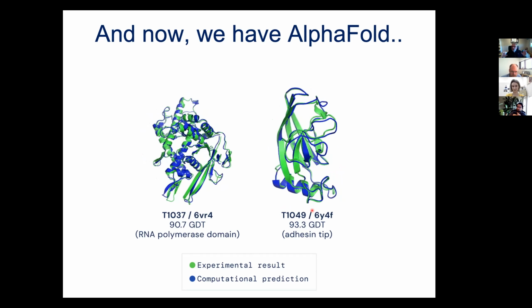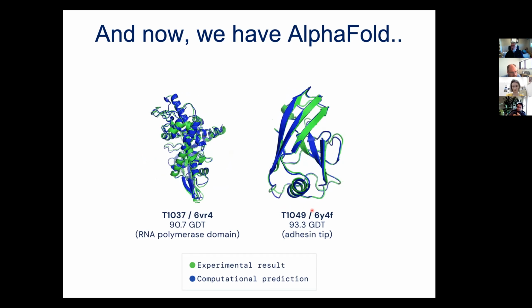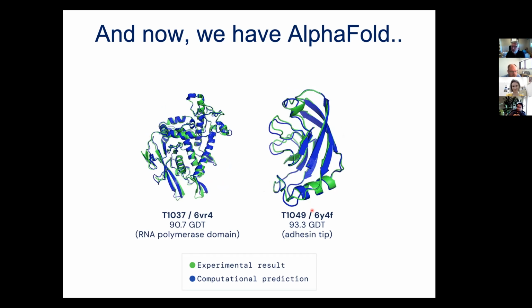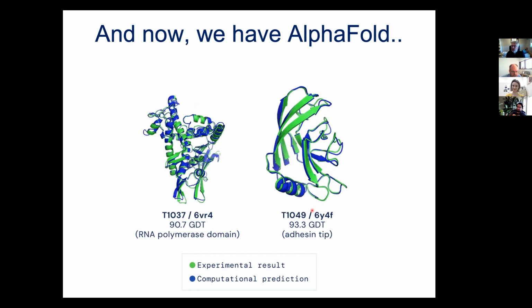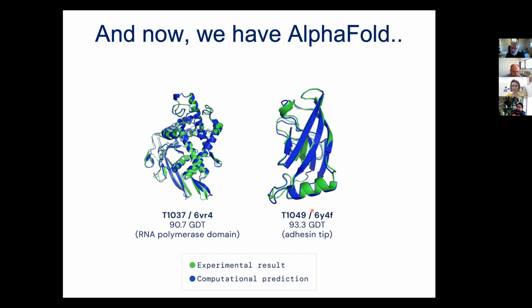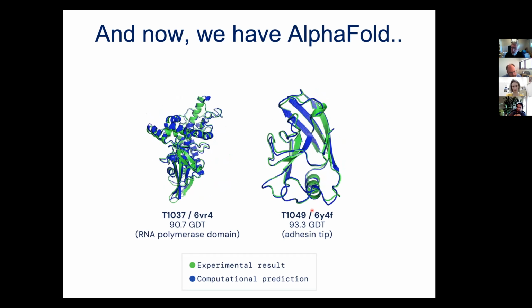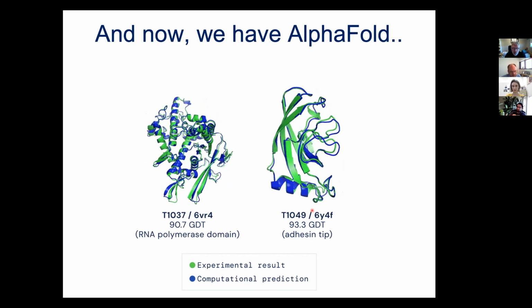But a typical result obviously means you show your very best result and then try to make the world believe that it's a very typical result. So not all predictions work out as well as this one, but many do. And actually, it's quite impressive what they can do today with AlphaFold.